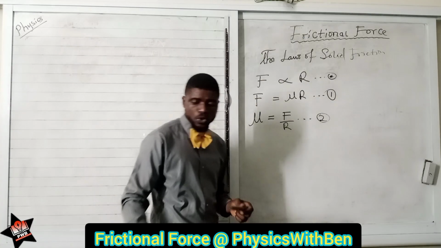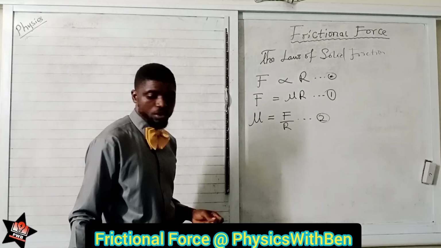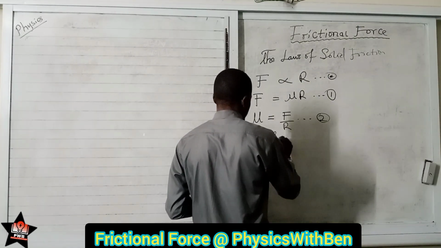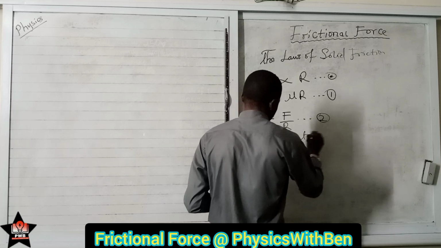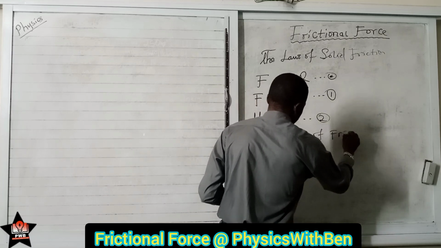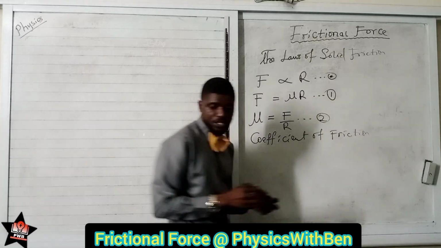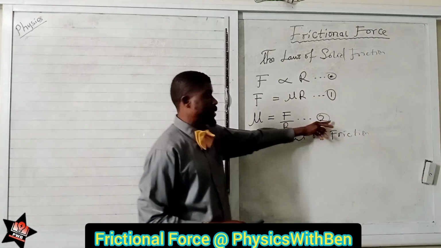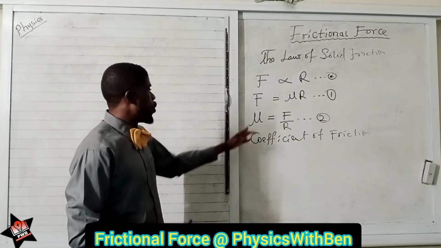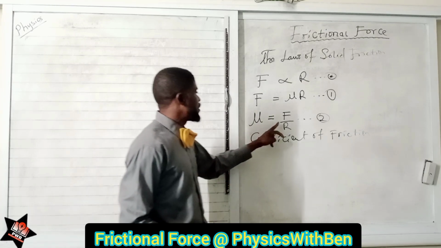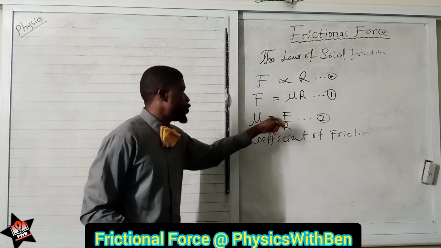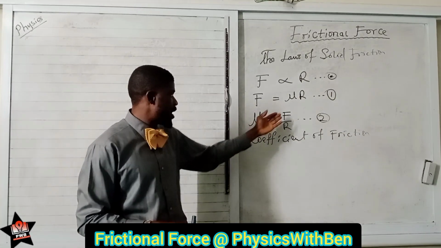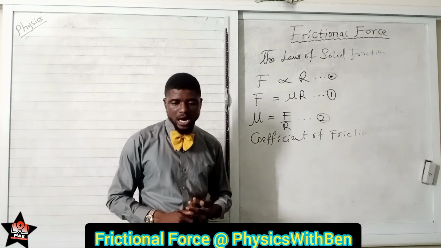Next up, we want to look at the real definition for the coefficient of friction. From equation number 2, we can define the coefficient of static friction as the ratio of the frictional force to the normal reaction, as simple as that. And mathematically, you write that mu is equal to F over R with no SI units.